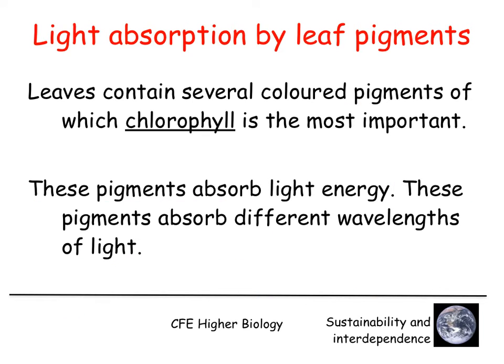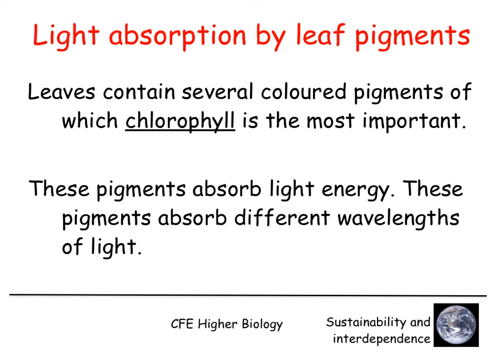So when we're looking at light being absorbed by a leaf, you have to think of all these different coloured wavelengths hitting that leaf, and we'll look at the implications of that just shortly. Now, the leaves themselves have certain coloured pigments. Chlorophyll is the most important one, but we'll have a look at some of the other pigments as well. These pigments absorb the light energy, and they absorb different wavelengths of light.